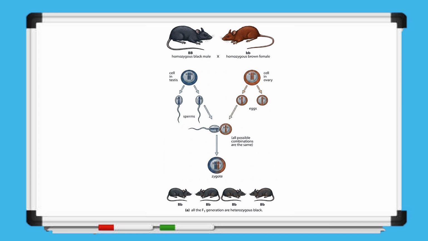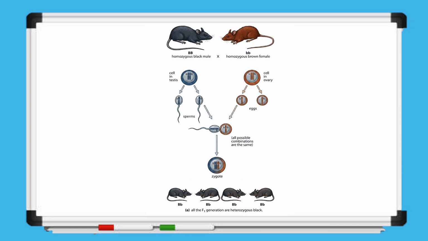Next is gamete formation during meiosis. In the male, cells in the testes divide to produce sperm cells. Since the male has 2 dominant alleles, every sperm cell carries 1 dominant allele. In the female, cells in the ovaries divide to produce egg cells. Since she has 2 recessive alleles, every egg cell carries 1 recessive allele.